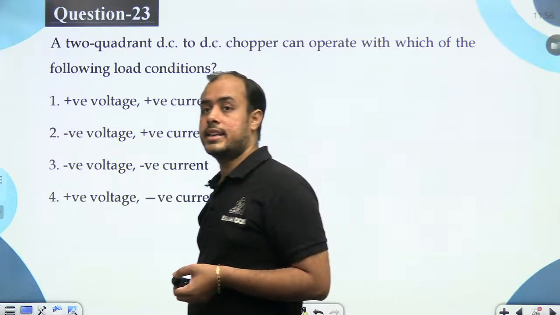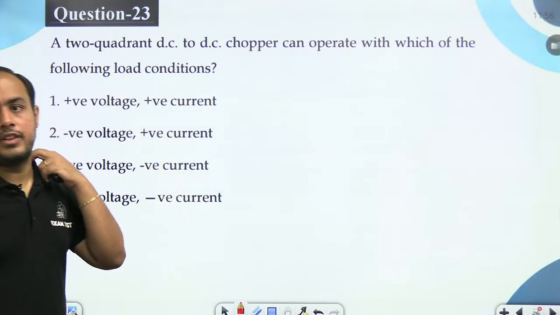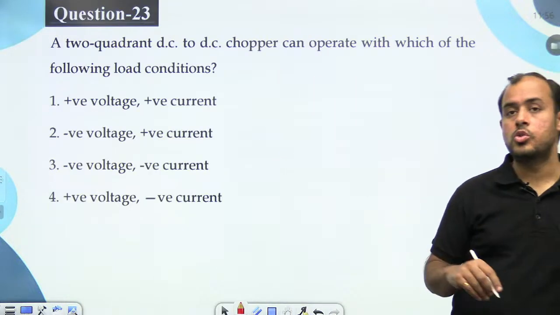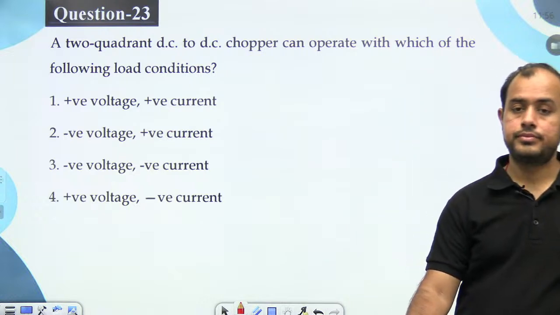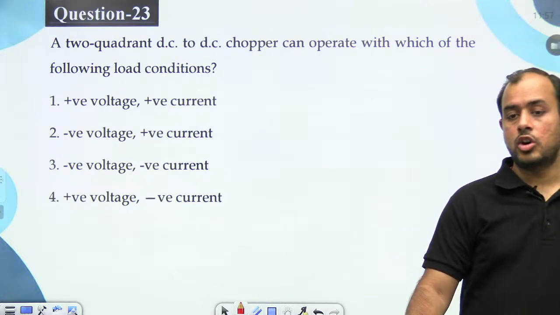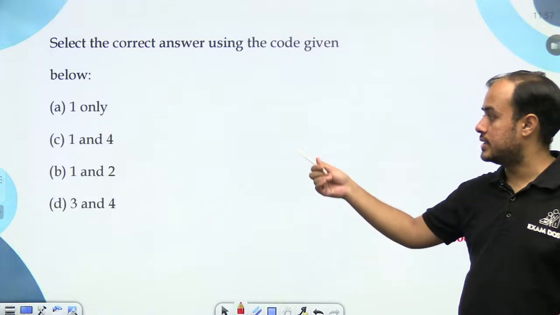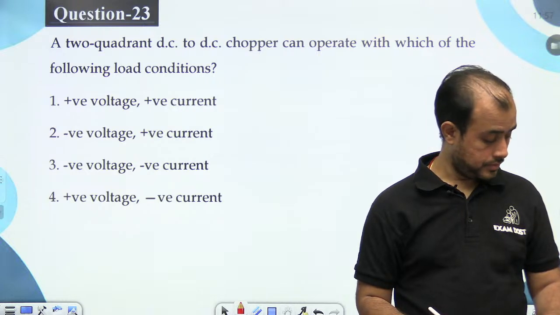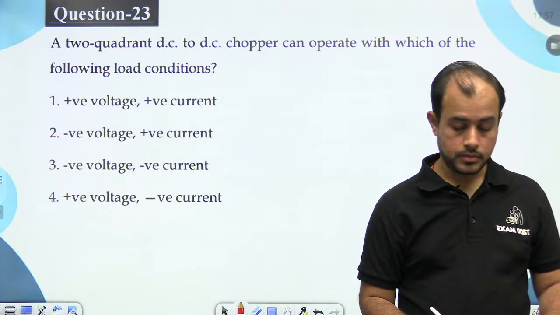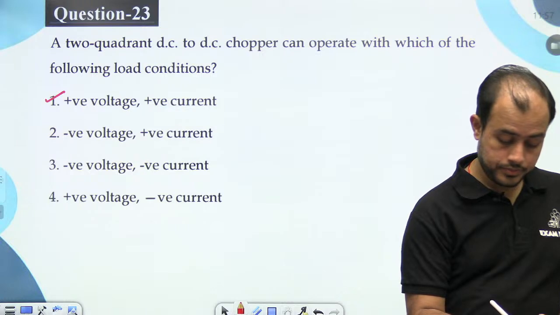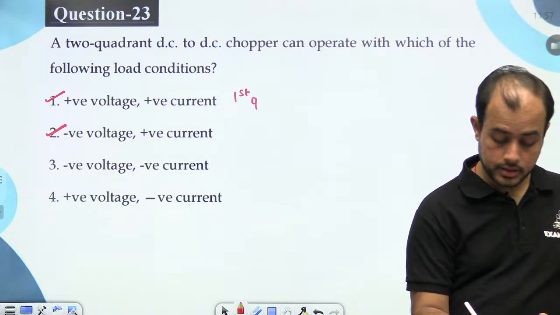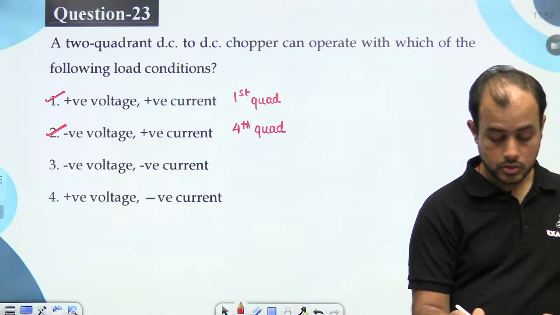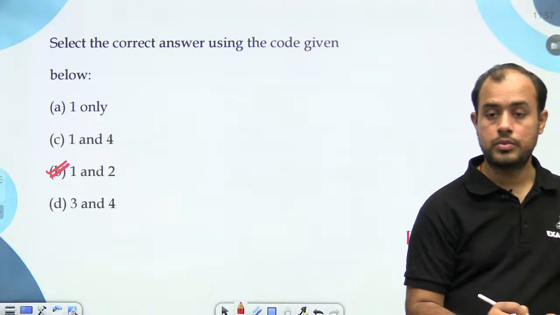A two-quadrant DC to DC chopper can operate with which of the following conditions? Okay, which conditions can a two-quadrant chopper operate with? These are the options. So, first quadrant and fourth quadrant. So the answer should be B, 1 and 2.